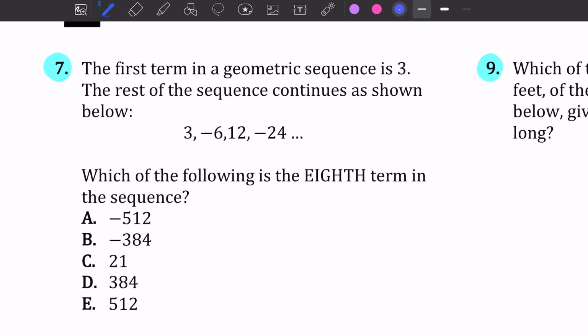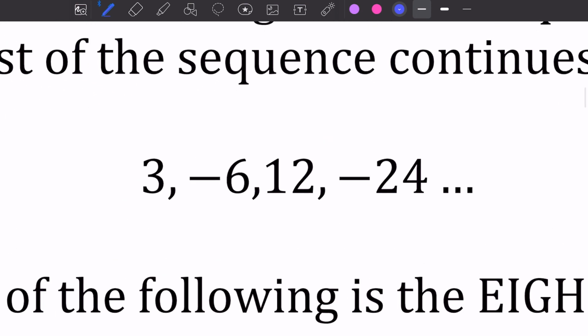The next one is noticing patterns within a problem. So here we notice that 3 multiplied by negative 2 will give you negative 6. Negative 6 multiplied by negative 2 will give you positive 12, and so on and so forth.